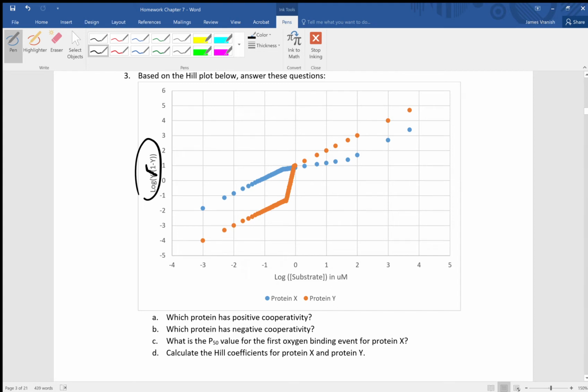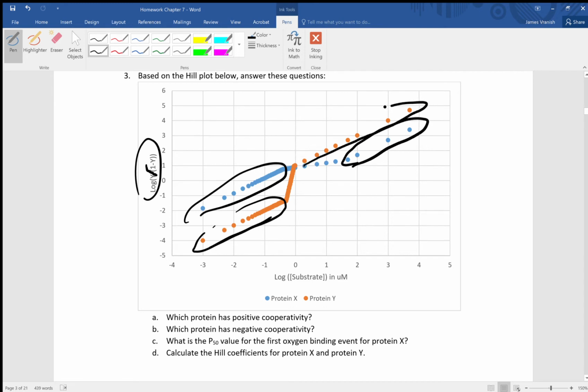This question asks which protein has positive cooperativity and which one has negative cooperativity. A non-cooperative protein will exhibit a straight line with a slope of 1. All proteins will have that same slope of 1 for their first ligand binding event, which occurs at really low substrate concentrations. These portions of the curves correspond to the first binding event, and also the last binding event, because there's no longer an opportunity for one site to influence any others, so they'll also have a slope of 1.